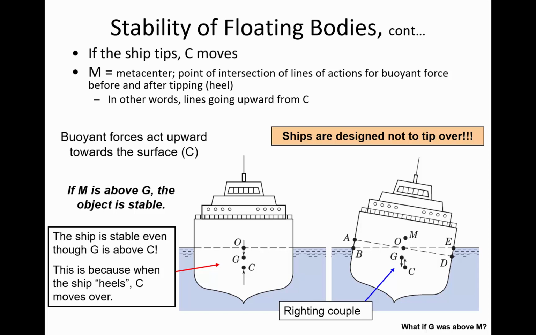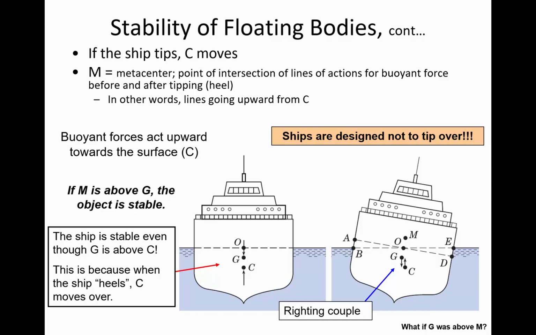If G is above M, then it would tip over. Now think about what would make G go higher. Let's say that these guys are carrying a cargo of bowling balls, and a lot of the bowling balls are down below the waterline, and so that's the ballast. If they moved that cargo from below the waterline and put it up in the top of the ship, that's going to make it more tippy, right?